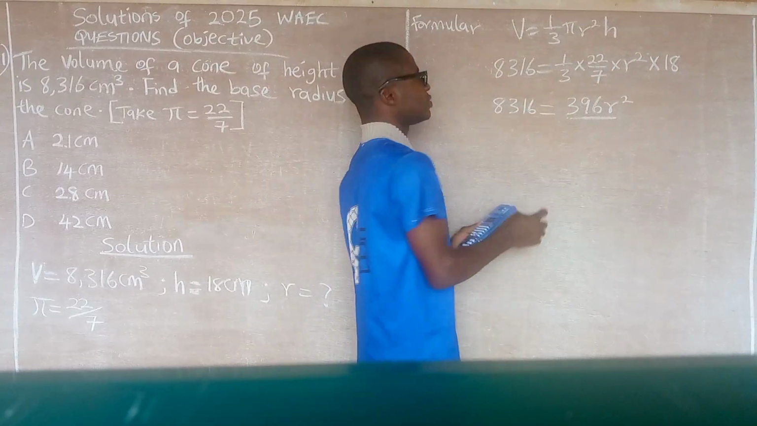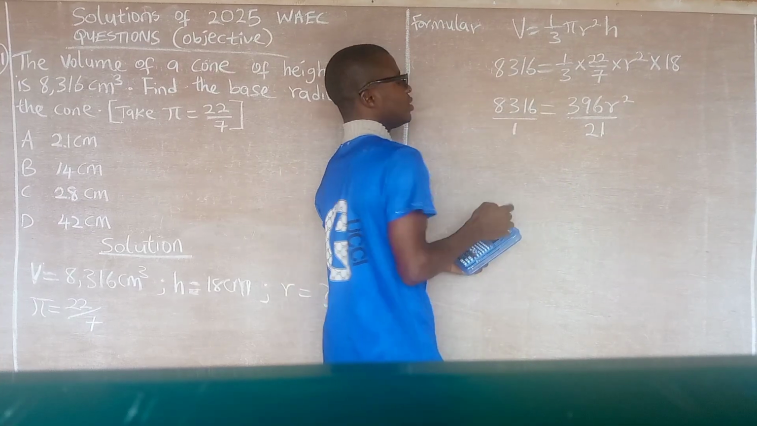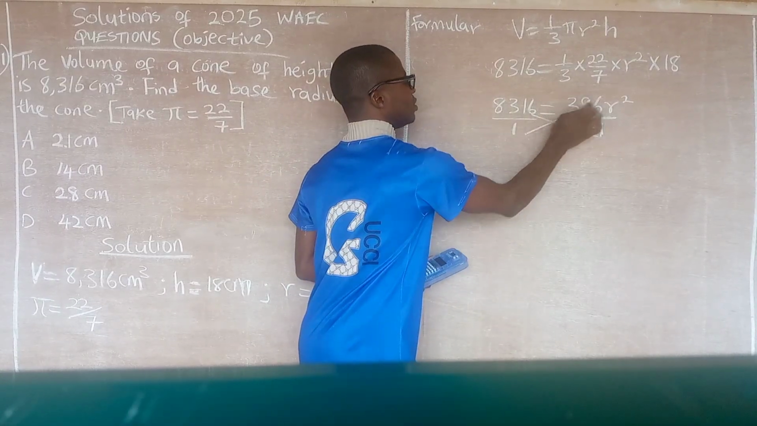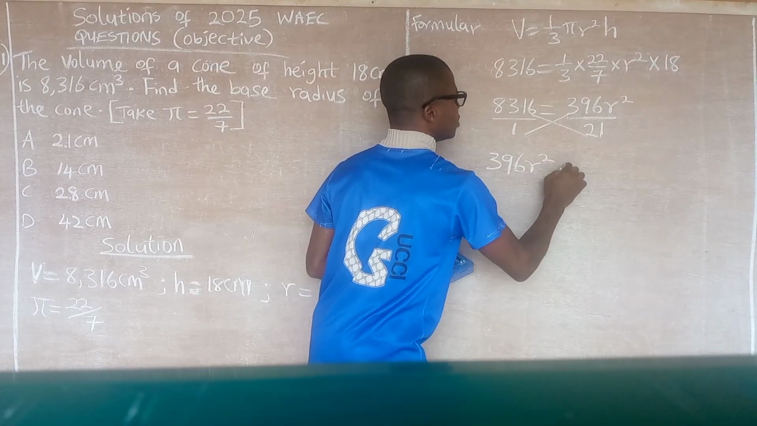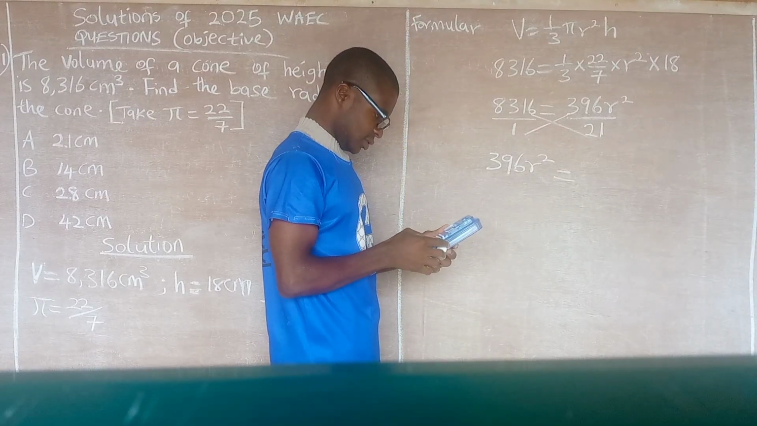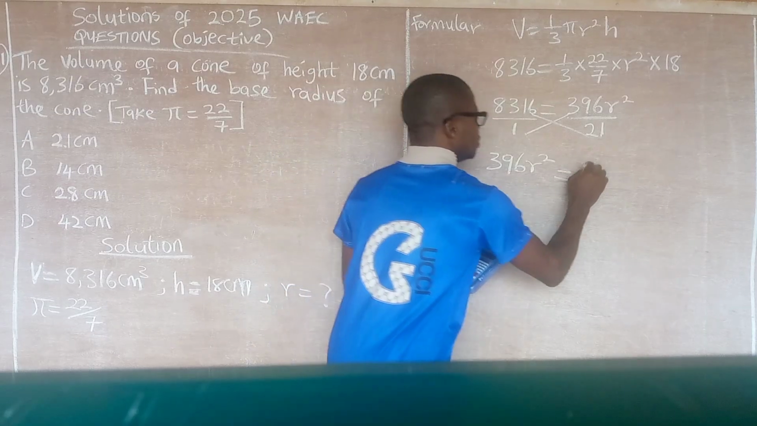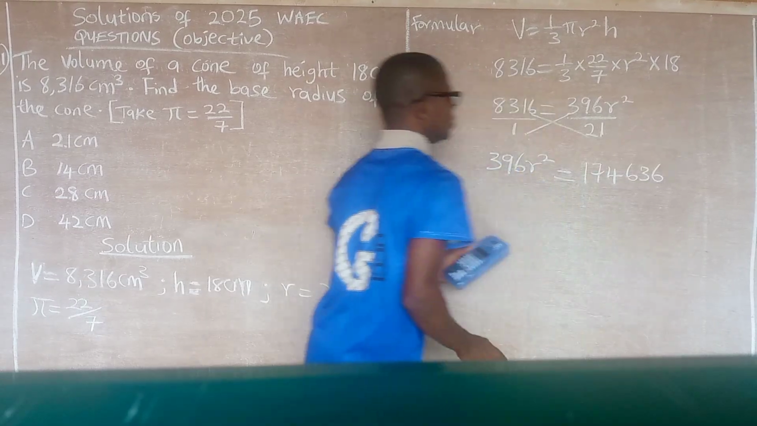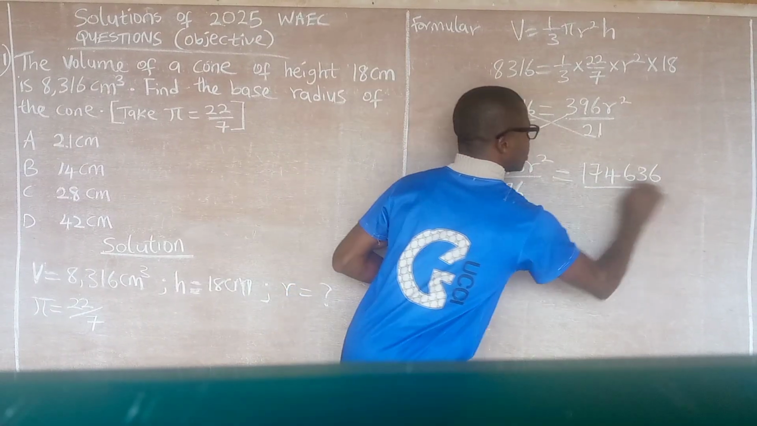3 times 7 is what? 21. I can put over 1 here. Putting over 1 here changed nothing. 396 r squared times 1 is 396 r squared and is equal to 21 times 8,316. 21 times 8,316 is 174,636. For r squared to be alone, divide both sides by 396.